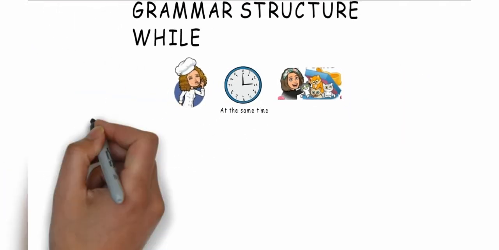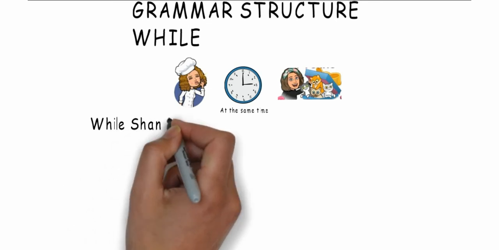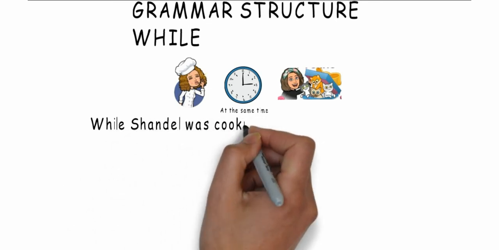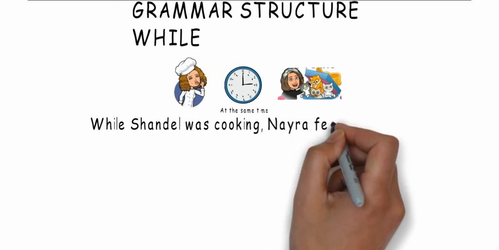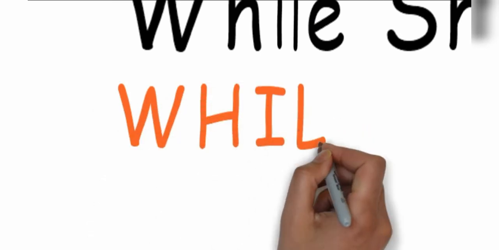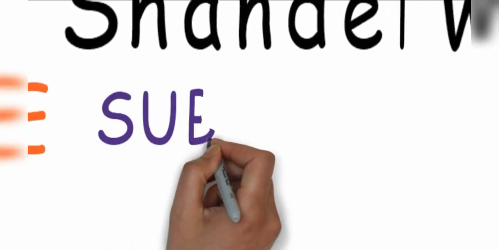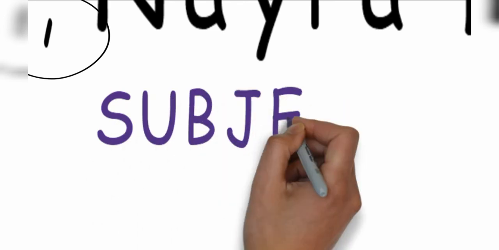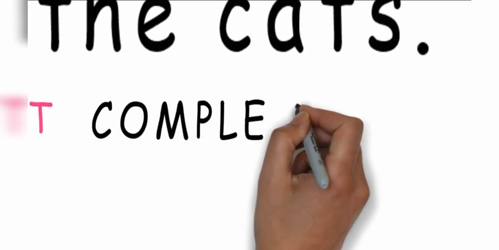Remember that. So our example is, while Chandel was cooking, Naira fed the cats. We have to write while first, then the subject, in this case Chandel, was cooking in past continuous, the comma, that is an important thing, the subject number 2, in this case Naira, the verb in simple past, feed, and finally the complement, the cats.